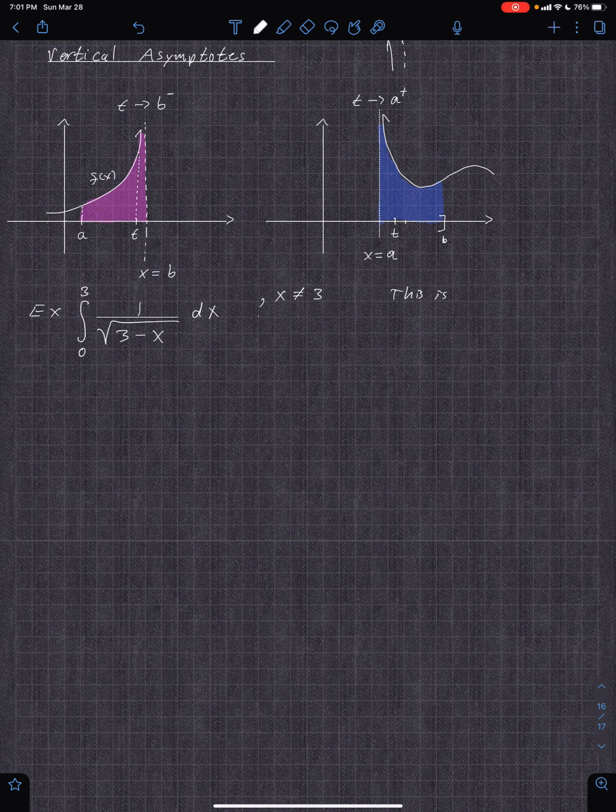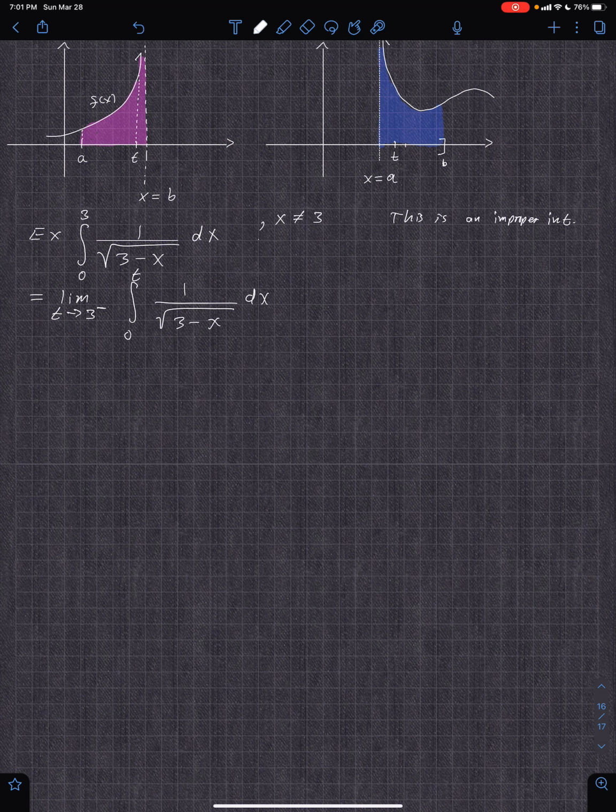This, just to get this all down for you, is an improper integral. And so what you do is you say this is equal to, and you take a limit as t approaches 3 on the left, and then you substitute in your values. And then you go 0 to t of 1 over square root of 3 minus x dx. Okay, so that's your setup.